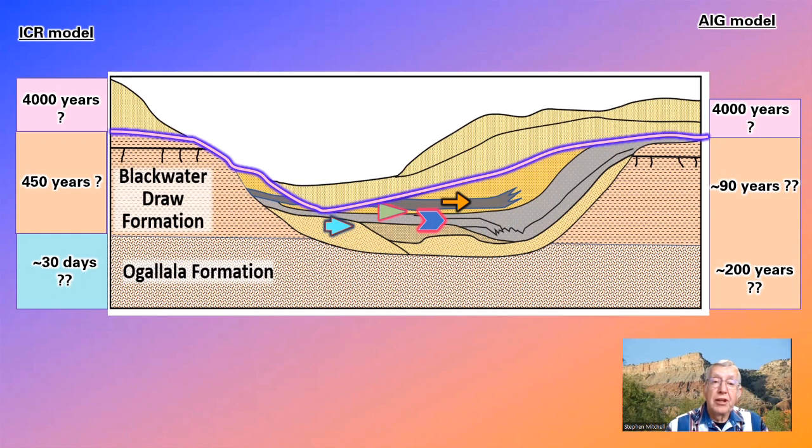So let's just say we're throwing it out, and we're looking here again at the Ogallala Formation, 30 days of deposition, maybe 200 years, depending on which model you're accepting. So we've got the Blackwater Draw Formation. The top of it has a pink line across it right now, and it might represent maybe 450 years to deposit some fill of the old stream system with all of the paleosoils involved in it in the ICR model, but maybe 90 years at most, perhaps using Dr. Snelling's thing. And then we have the 4,000 years of deposition above that.